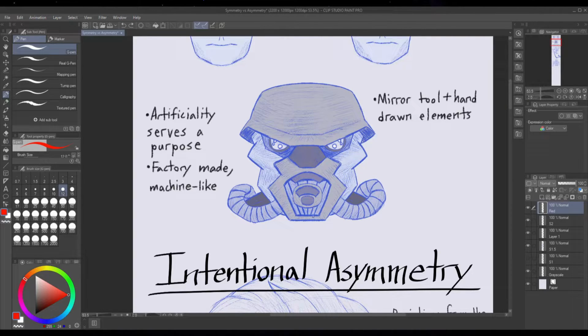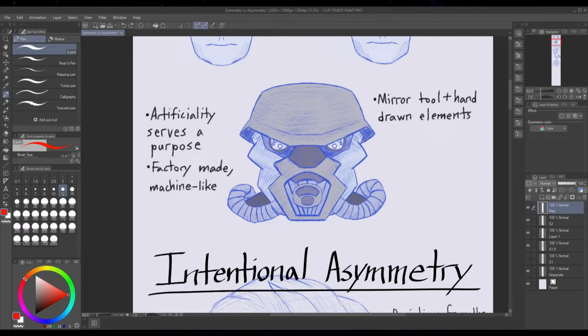It was machine pressed, it came off an assembly line. So for it to look a bit more artificial and a bit more man-made, that's perfectly fine in this instance because that's the intention. The artificiality serves a purpose, factory-made, machine-like. This was done with the mirror tool, but there are also some hand-drawn elements to where, even though there's elements that do look artificial and a little bit too perfect, there are other things that scuff it up a bit and make it look a bit more natural.